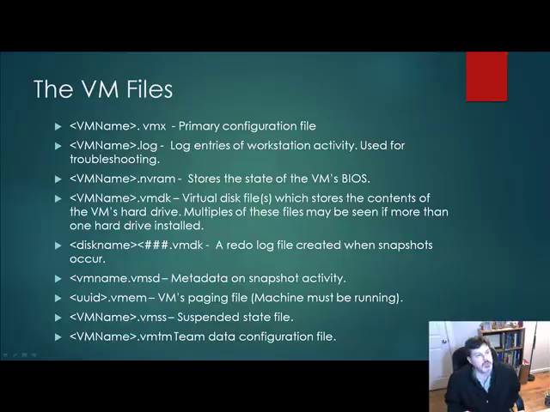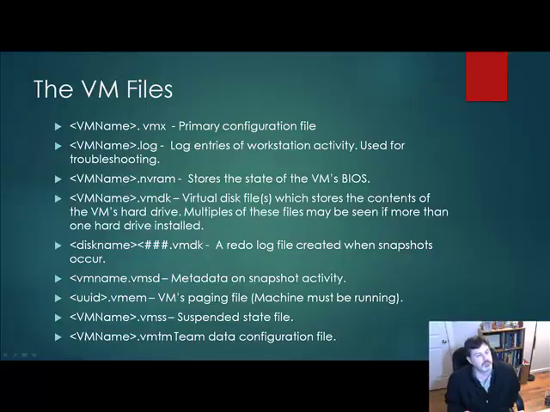The .vmdk files, these are another primary group of files you need to be aware of. These are the virtual disk files storing the contents of the virtual machine's hard drive. And you may have different sets of these files depending on how many hard drives you have installed in your virtual machine. There's a few others out there. There's the .vmdk, it's a redo log file. It's created when snapshots occur, as well as the .vmsd, which is the snapshot metadata file for your VM.